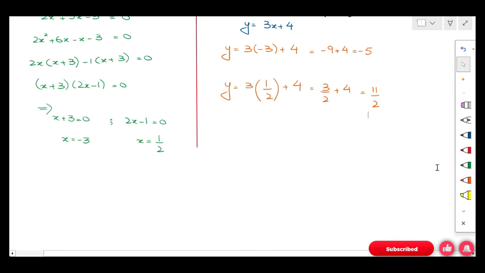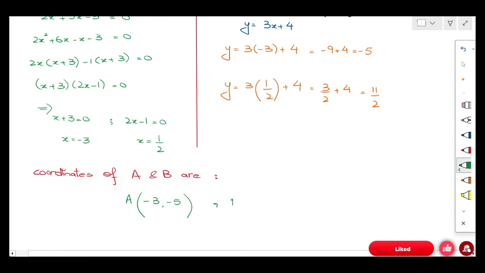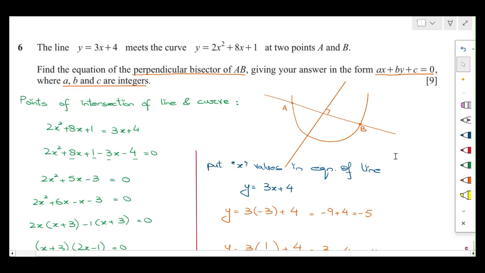Okay. Now we can say the coordinates of A and B are: the first coordinate is (-3, -5), and the second is (1/2, 11/2). So let's say A is (-3, -5), and the B coordinate point is (1/2, 11/2). These are the points of intersection of the line and the curve which we have done.